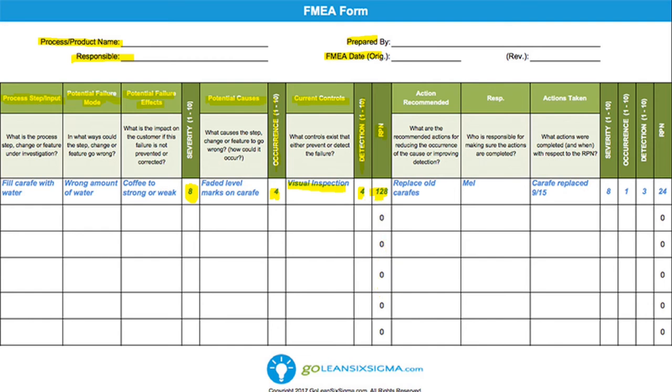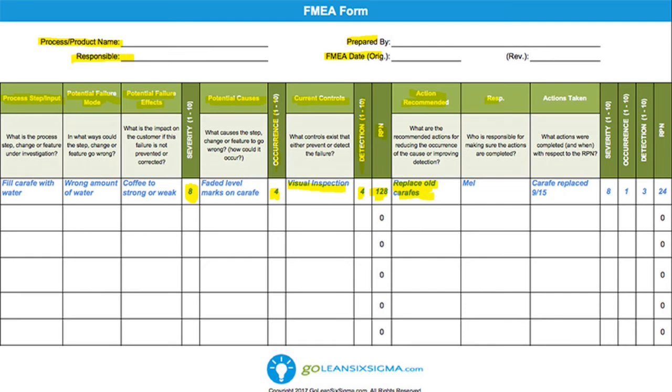And so next we have to address it. We can't just leave it and say it's a high risk. We need to say what actions are recommended. So what could we do to prevent this from happening? If our current controls aren't good enough, how can we decrease the likelihood of this kind of bad occurrence happening? And so we could replace any old vessels. We can swap them out, right? Then the marks won't be faded. And so it's easier for us to judge the correct amount of water.